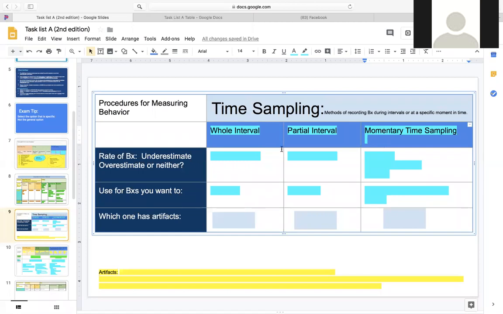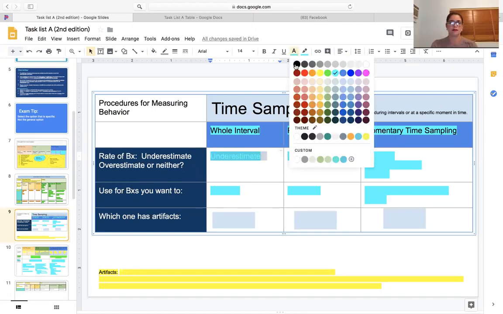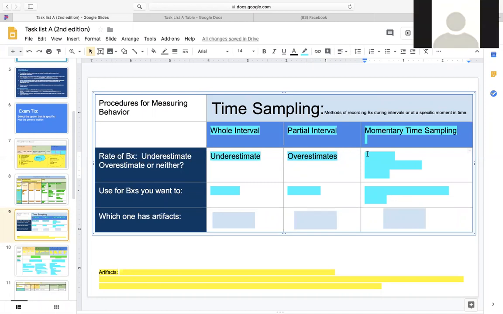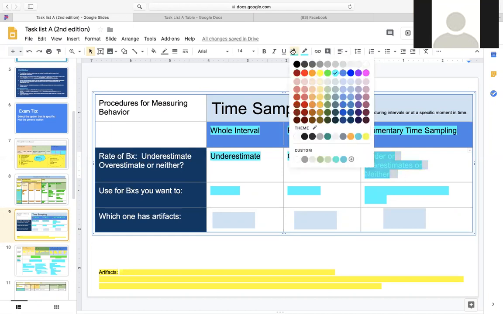Okay. So the rate of behavior, does it underestimate or overestimate or neither when we're talking about whole interval? Underestimate. Good job, guys. When we're talking about partial interval, over, under, or neither? Overestimate. And how about momentary time sampling or play check? Either or. Okay.